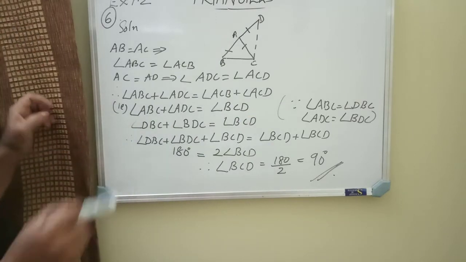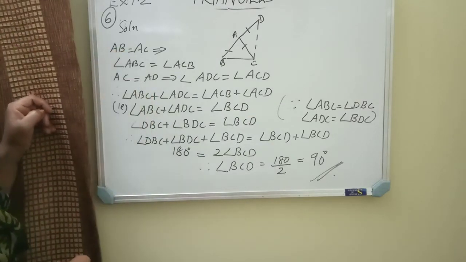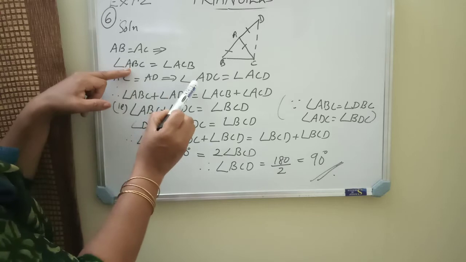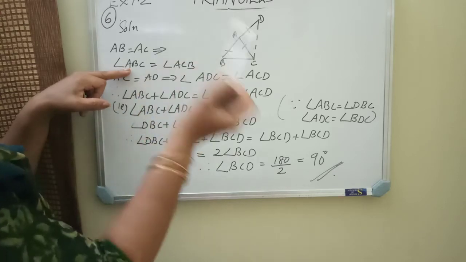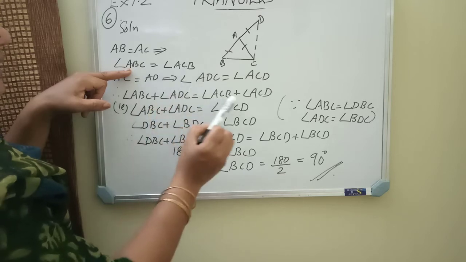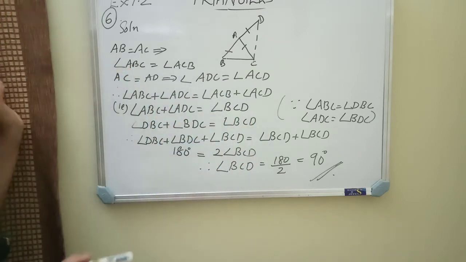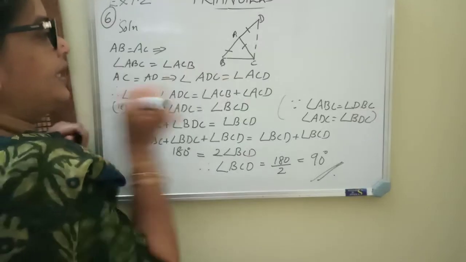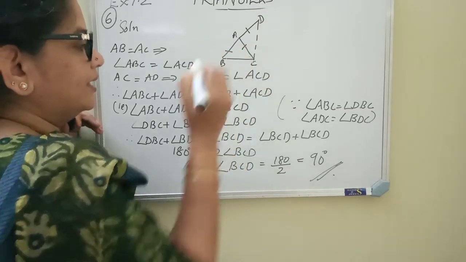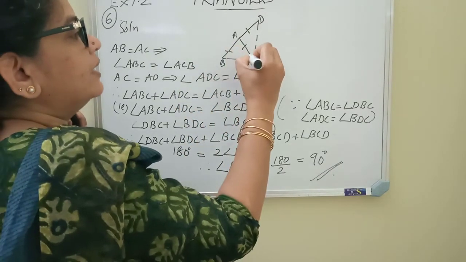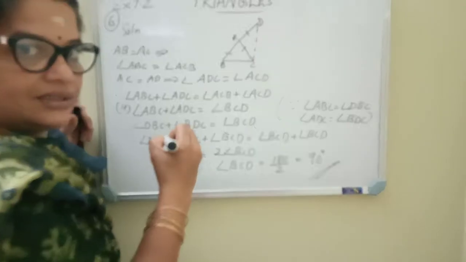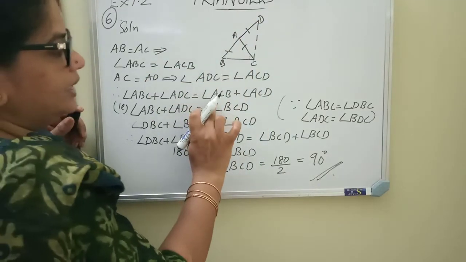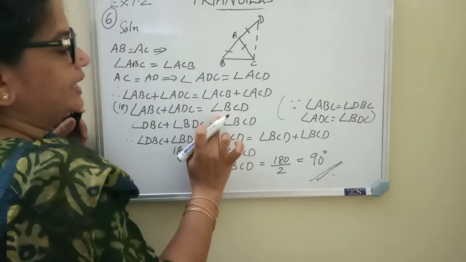Then what we have to do is add the left sides of the two equations. What is the left side of the first one? Angle ABC, isn't it? So angle ABC plus angle ADC is equal to the right side, angle ACB plus angle ACD. Okay. Then you must see that on the right side, angle ACB plus angle ACD, the total angle we will get. So what is the angle we will get? Angle BCD. Okay. So angle ACB plus angle ACD, we will get angle BCD.